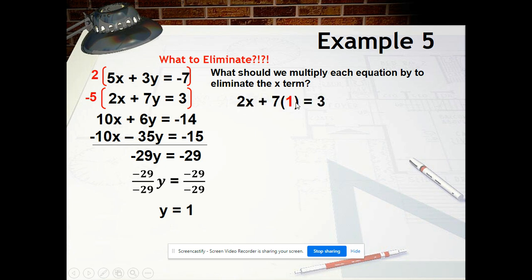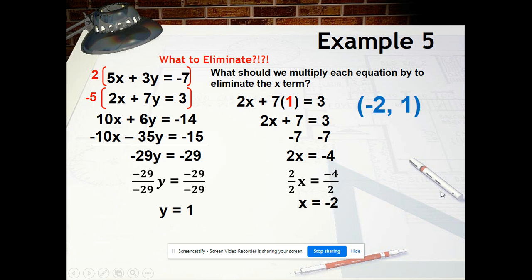I am choosing the bottom one. I have 2x plus 7y equals 3. I plug in 1 for my y, and then I solve it. 2x plus 7 equals 3, and then we subtract 7 from both sides to get our x by itself. You'll have 2x equals negative 4. Divide both sides by 2 to get the x. So your x is negative 2. And our solution is (negative 2, 1).